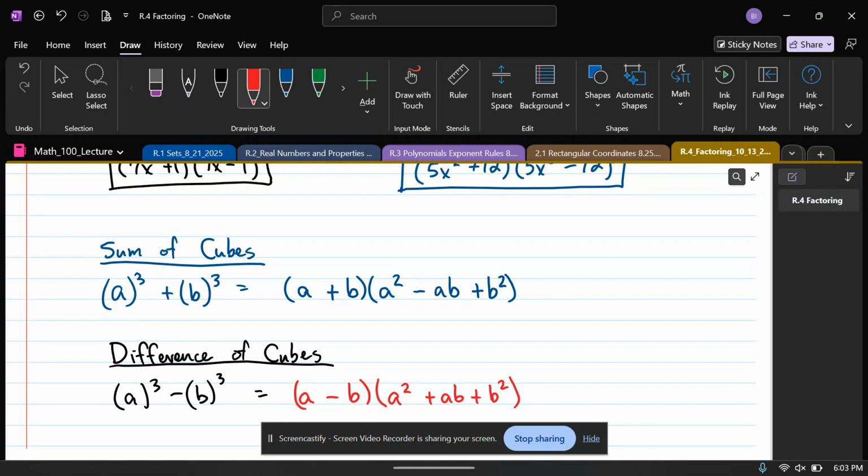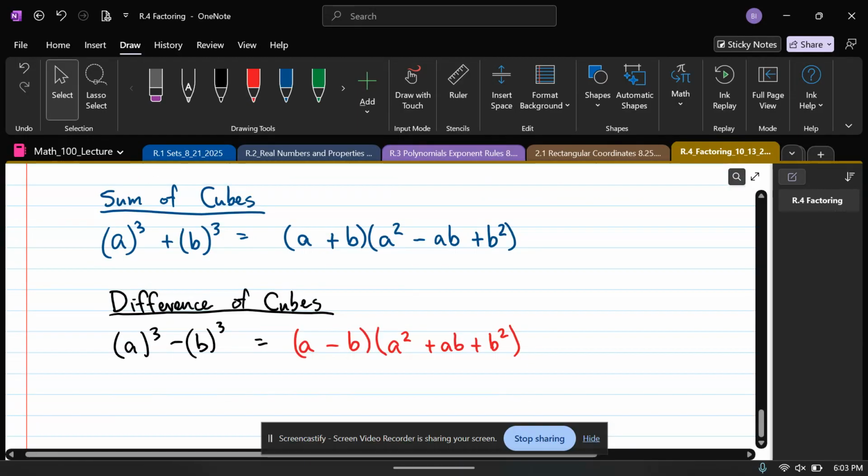Okay? So memorizing these patterns is really what you got to do. Okay? So let's take a problem that's got some numbers and an x in it and work our way through that.